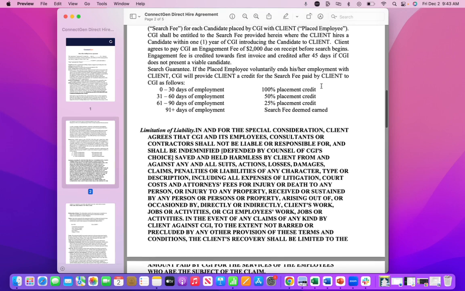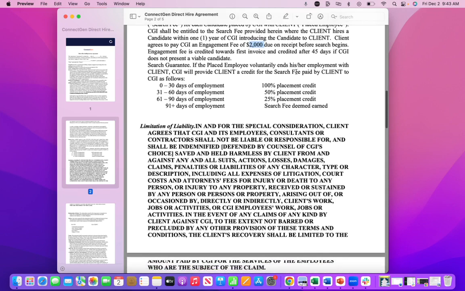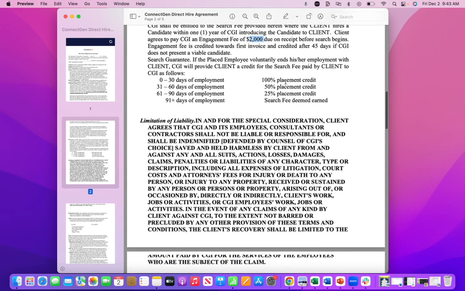But in this contract right here, this is an engaged search direct hire where we collect $2,000 as an engagement fee up front, which is refundable on the first invoice. Going down to the replacement guarantee, if the person gets fired or is just not a good fit and the client does not like this candidate, from 0 to 30 days we will do a 100% placement credit, 100% money back. 31 to 60 days, 50%. 61 to 90, 25%. 91 plus days, the search fee is deemed earned. So it's basically a 3-month guarantee.